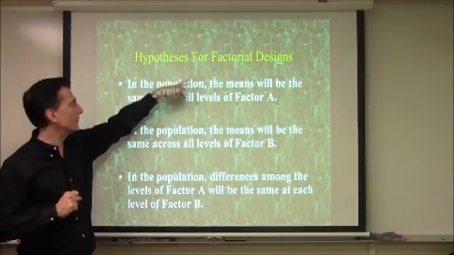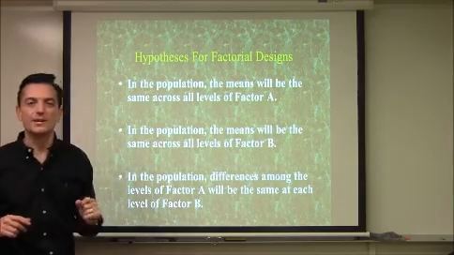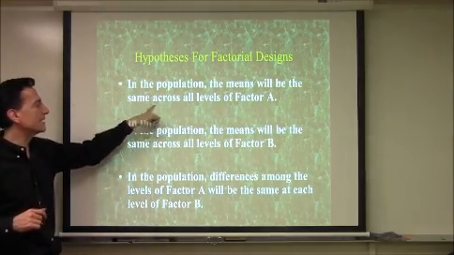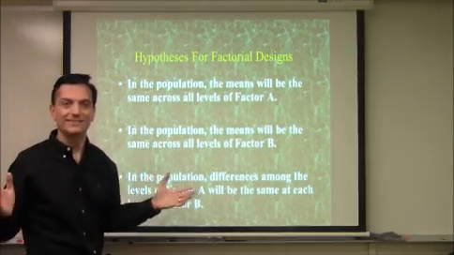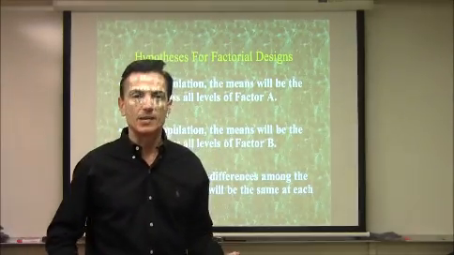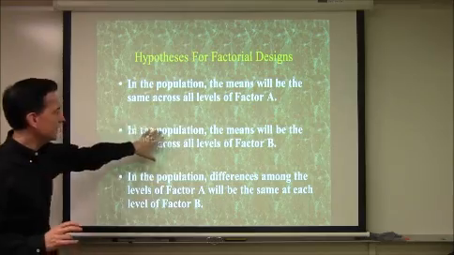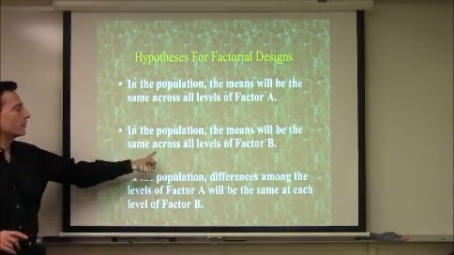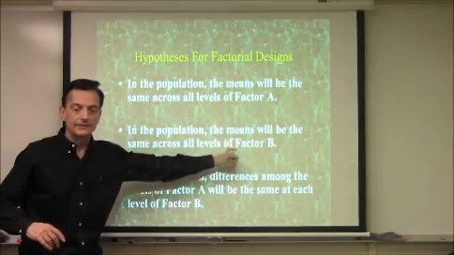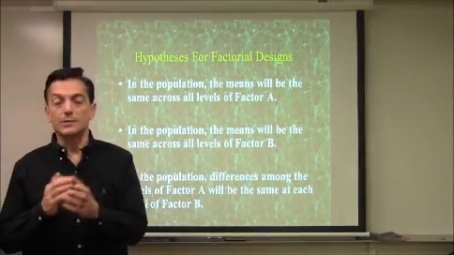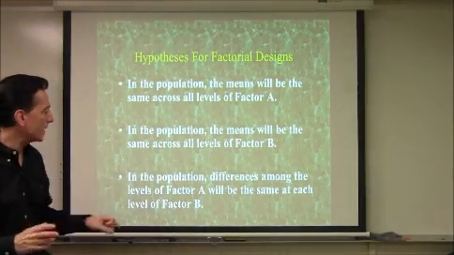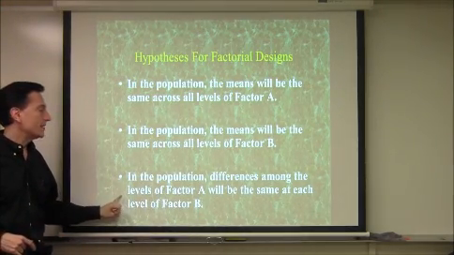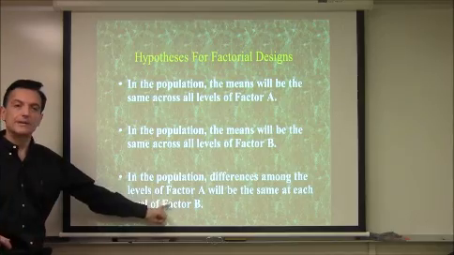So we continue to start out with our favorite prepositional phrase, "in the population," and we might go on to say something like this: the means will be the same across all levels of factor A. So once again, we're calling for the equality of means. We might do the same thing for factor B. In the population, the means will be the same across all levels of factor B. And then we might have an interaction effect that we're trying to describe, and we might say that in the population, differences among the levels of factor A will be the same at each level of factor B.